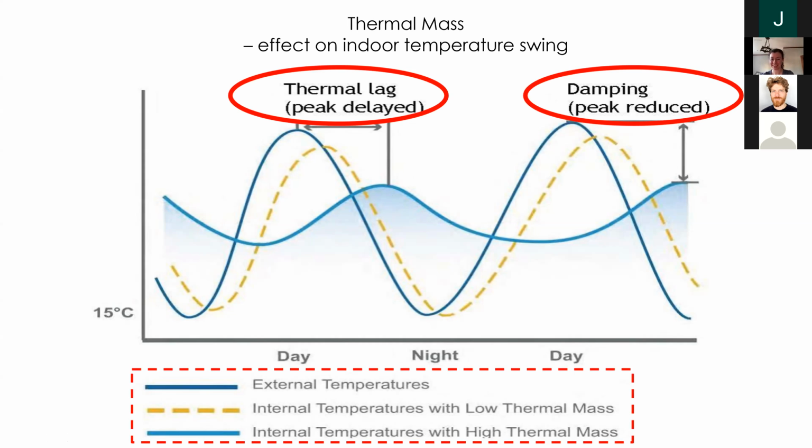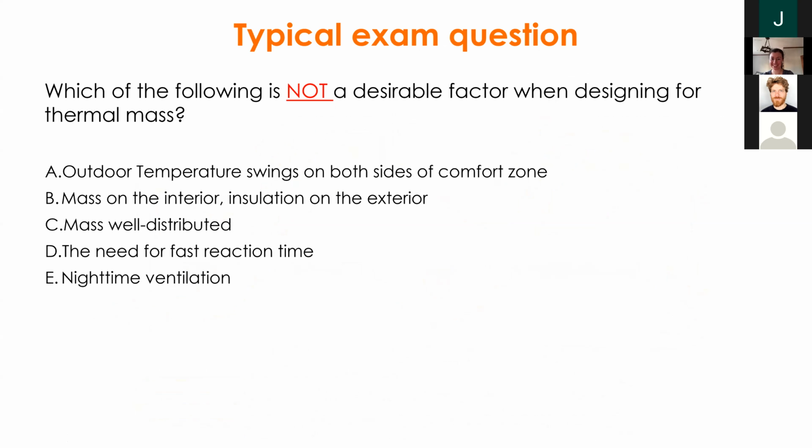And here are some graphics to illustrate that as well. So starting off with a potential typical exam question: which of the following is not a desirable factor when designing for thermal mass? I'll give you a few seconds to think about it.